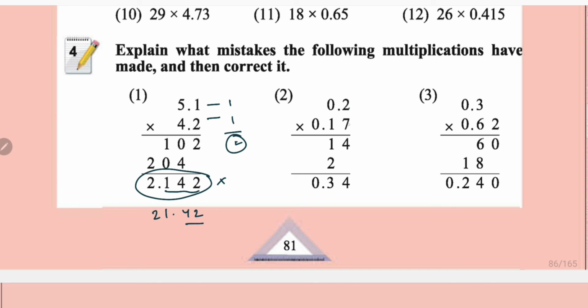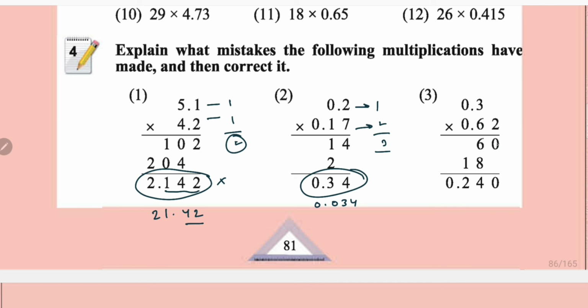2 7s are 14. Okay, 1 2 is 2 4, 3.34. No, here 1 decimal place, here 2 digits, total 3 digits, right? So again error, there are only 2 digits in the answer.